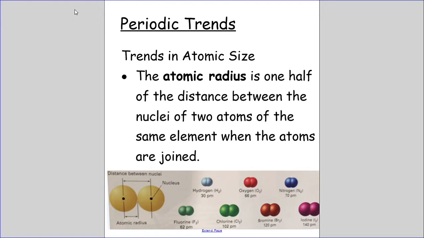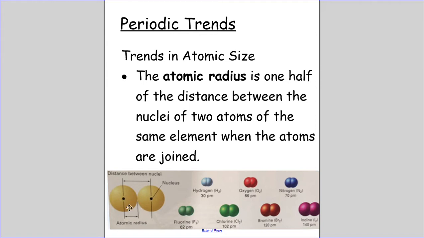The atomic radius is 1/2 of the distance between the nuclei of two atoms of the same element when the atoms get joined together. These two atoms that can get joined together, there are 7 real different ones here. We call these diatomic molecules. They form compounds with themselves. The 4 on the bottom are in our halogen group, and then from the top part going across are nitrogen and oxygen, and then number 1 for hydrogen.